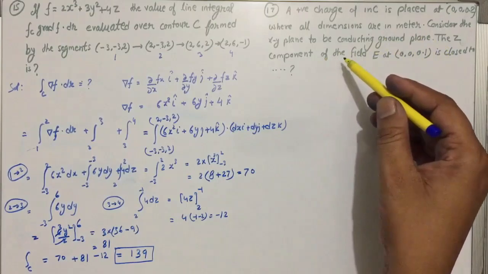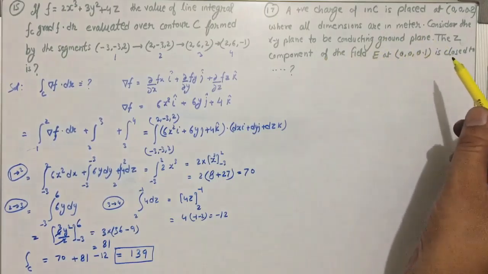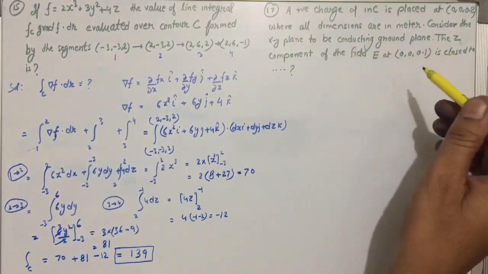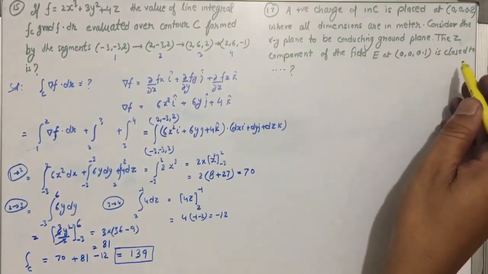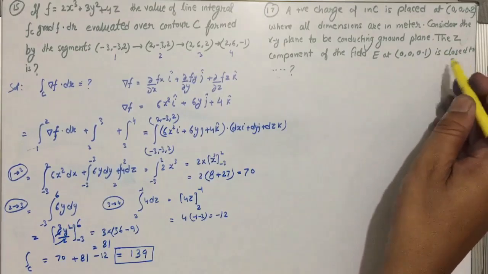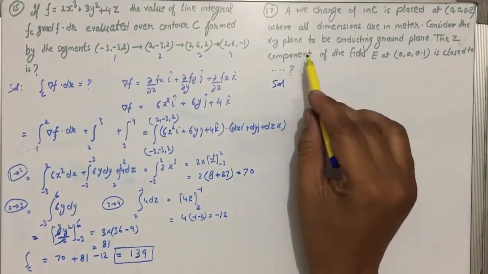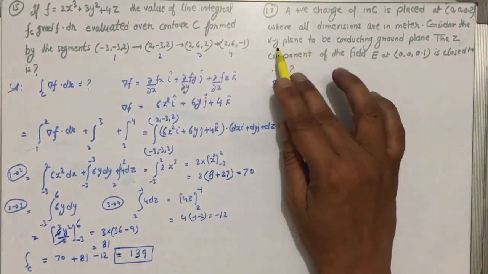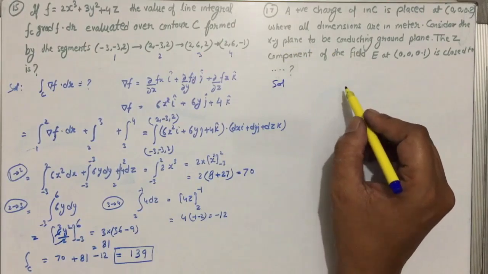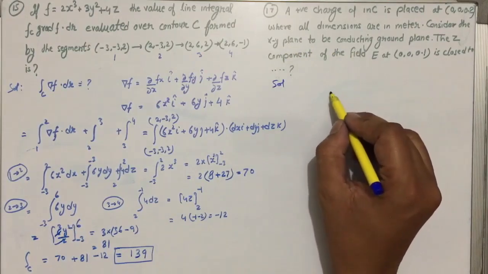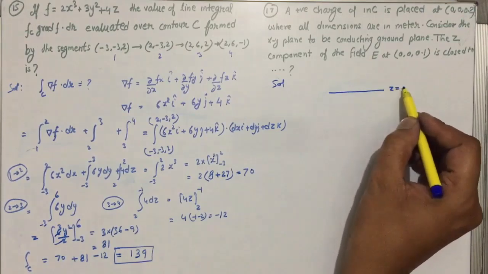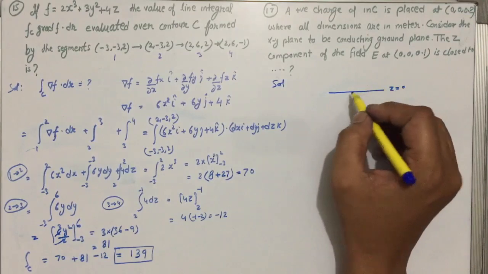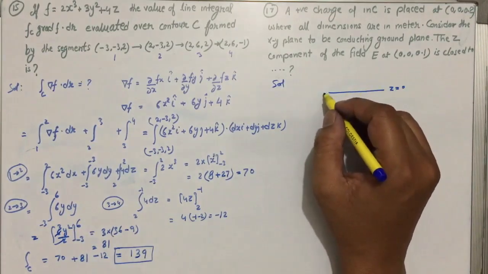Consider the xy plane to be a conducting ground plane. This is the important term for us. The z component of the field E at this point is how much? As it is said, the xy plane is assumed to be conducting. The xy plane means z is equal to 0. So z equal to 0 is our xy plane, and it is assumed as a conducting plane.